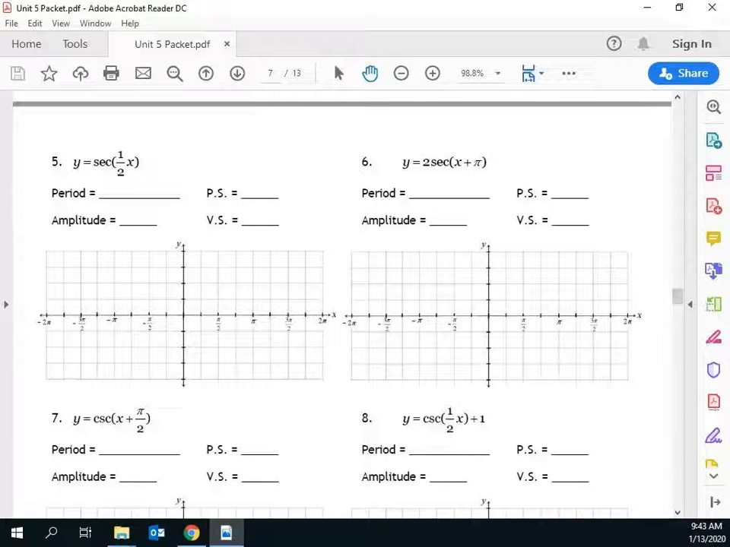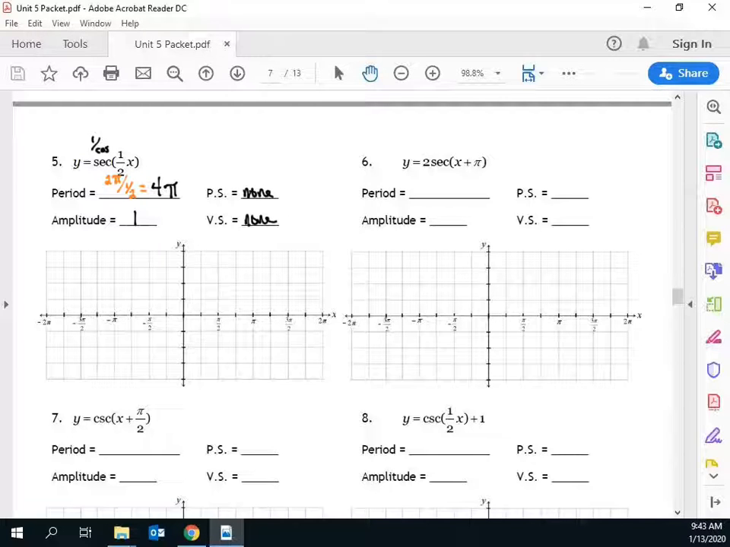So we started this off, we ended up with 4 pi. And we'll just go ahead and stick with 4 pi since you guys have already seen this. Amplitude is going to be 1. Phase shift, none. Vertical shift, none. We are going to deal with the inverse. So what's the inverse of secant? 1 over cosine.